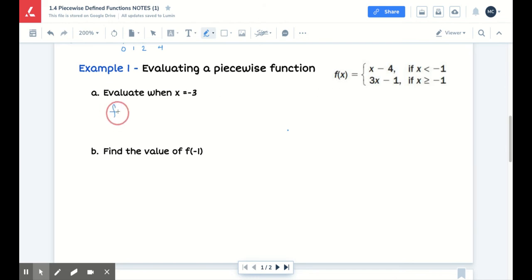So I'm going to start off by writing that in my function notation there. So f of -3. That means find f when x is -3. And then I have to determine which piece of the function I should use. So to do this, I'm actually going to use a number line.